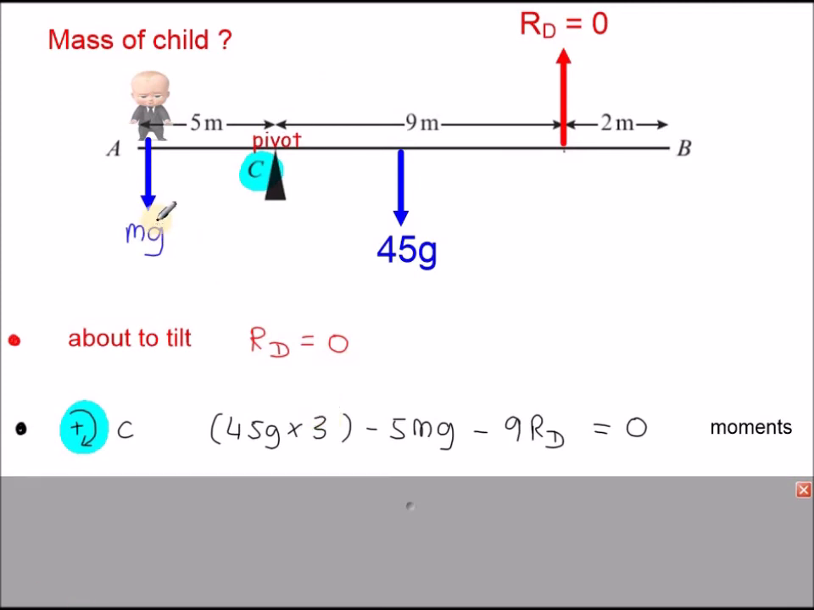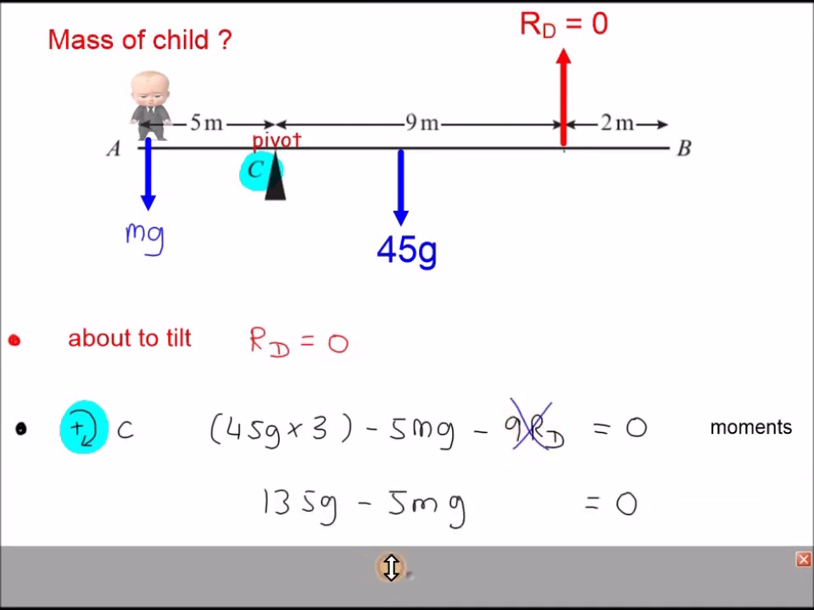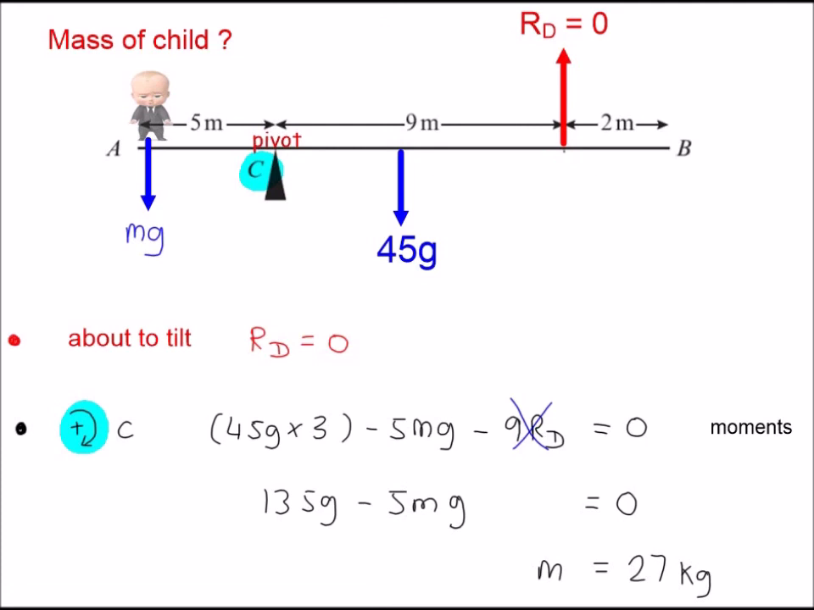Now the mg force, the weight of the child, so the arrow points down, so about C, that creates an anti-clockwise rotation. So force times distance, 5 times mg, and it's negative. And then we have the normal reaction at D, the perpendicular distance from point C, but the normal reaction at D is 0, so that's not going to do anything. So we have an equation to solve. We solve to get m, the mass of the child, as 27 kilograms.